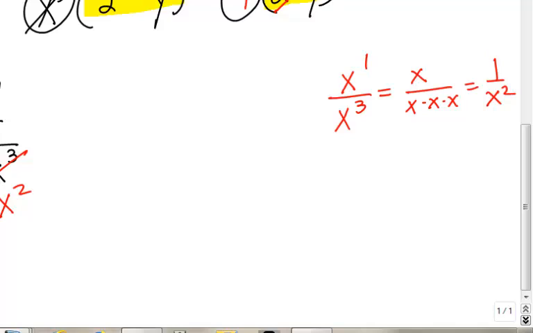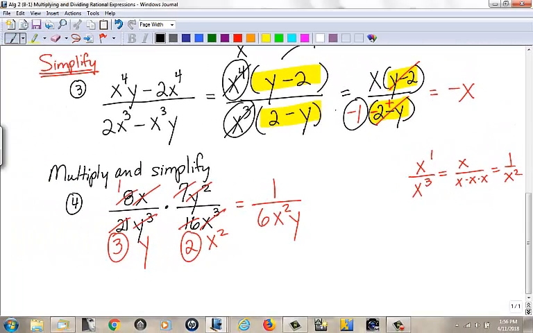Y on the bottom. The larger exponent's on the bottom, so that part of my answer is on the bottom. So, what do I have left on top? Over. I'm multiplying 6 x squared y. Usually they will write it alphabetical. So 1 divided by 6 x squared y.